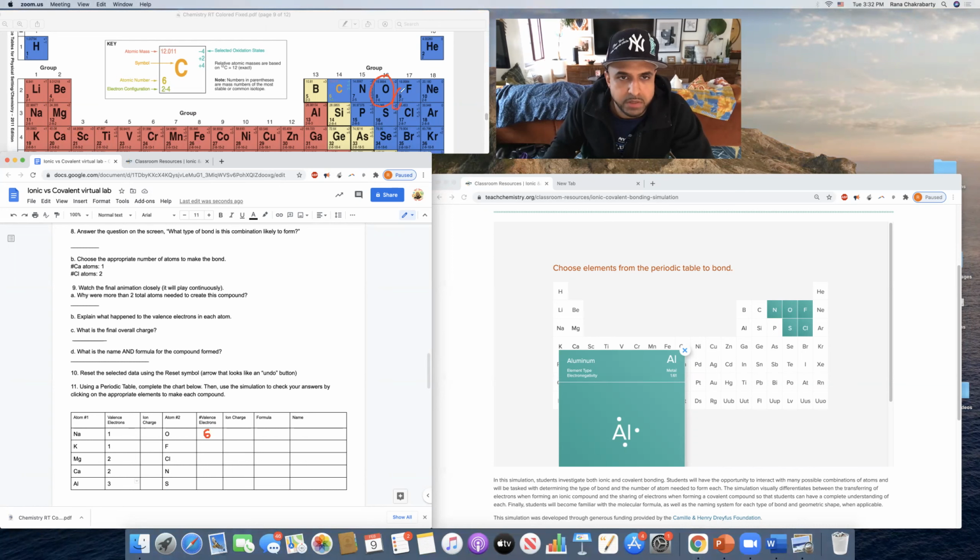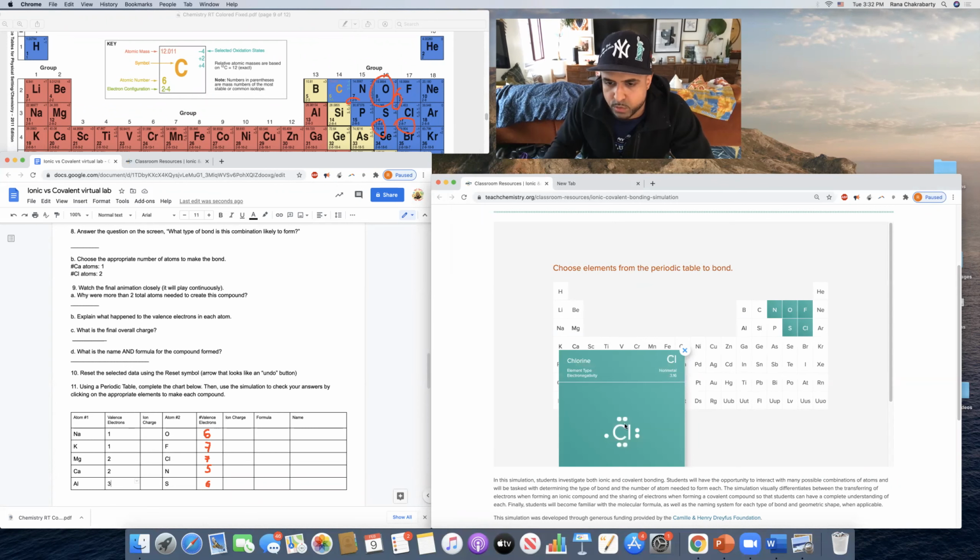Fluorine is 2-7, so it ends in 7, 7 valence electrons. Chlorine is 2-8-7, so again 7. Nitrogen is 2-5, so it's 5. Sulfur is 2-8-6, so it's 6. And again, for this case, you don't really need the reference table.